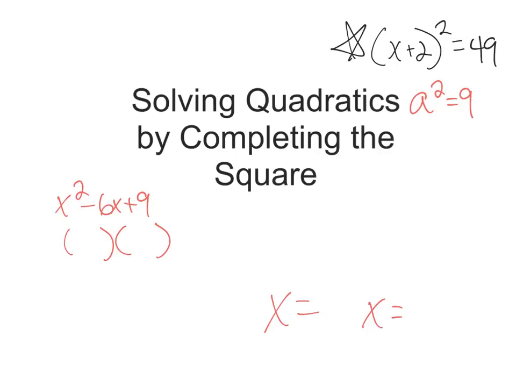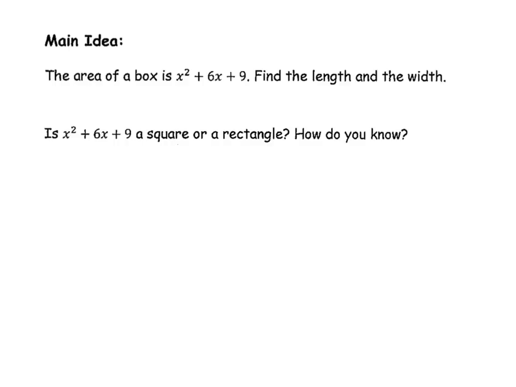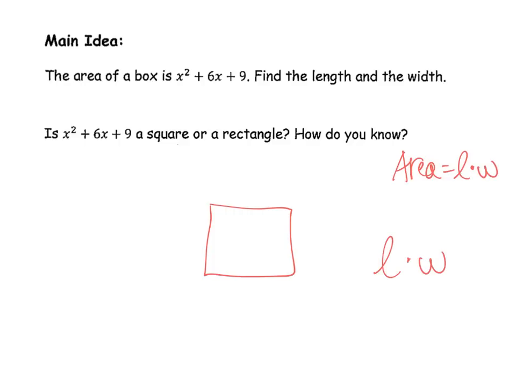So first off, you're going to have a box. I'm in the main idea area. You're going to have a box that is x squared plus 6x plus 9. So let's draw it. I'm just going to draw something. I don't know if it's a square or rectangle yet. Obviously, length and width is how you find area. And I'm going to tell you that the length times the width is x squared plus 6x plus 9.